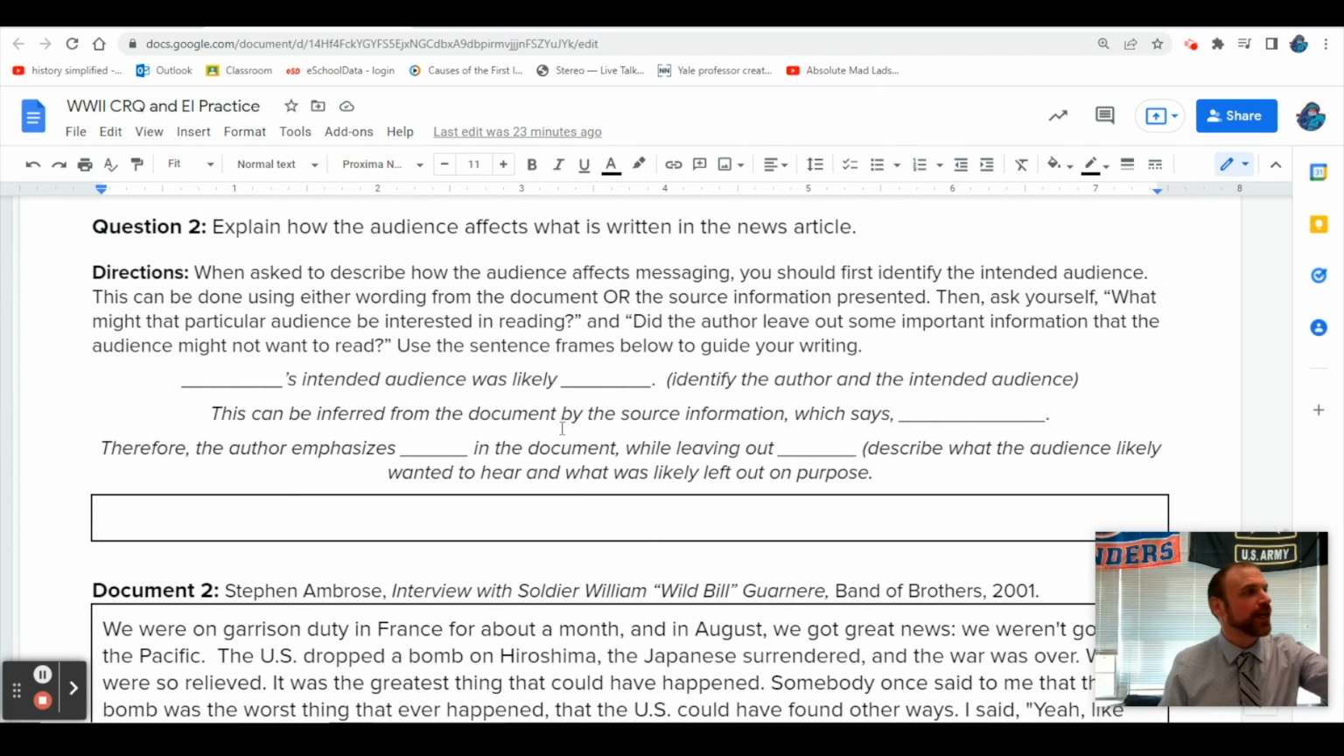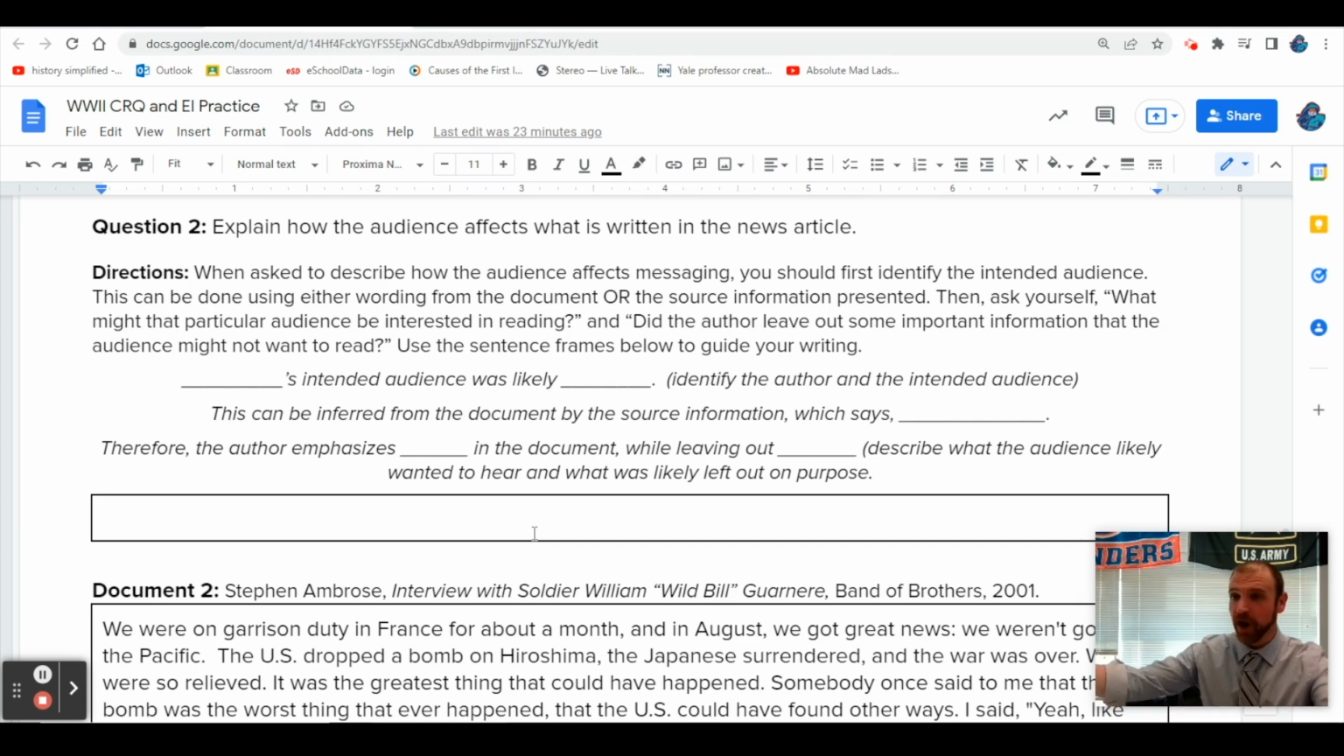All right, so question 2 says, explain how the audience affects what is written in the news article. If I'm asking you guys about intended audience, what is audience? What does audience mean? Linz? Yeah, who's going to be reading it? Who's it written for, right? The New York Times newspaper. Who do you think is the primary audience of the New York Times newspaper? New Yorkers, okay?